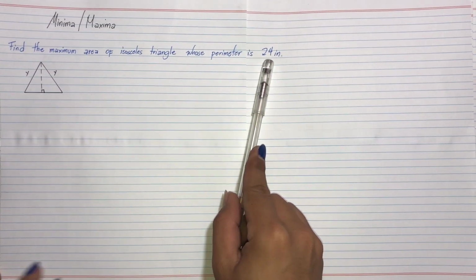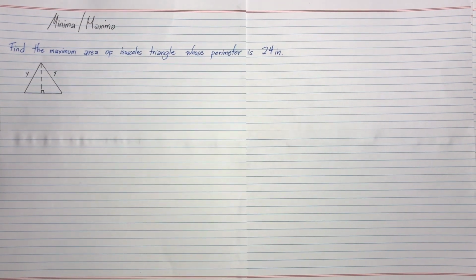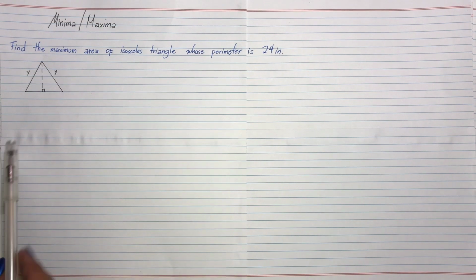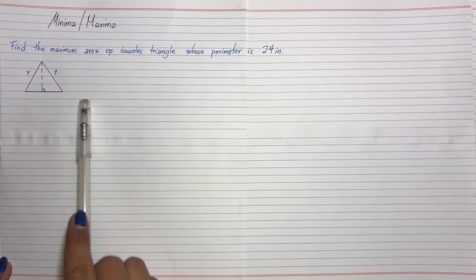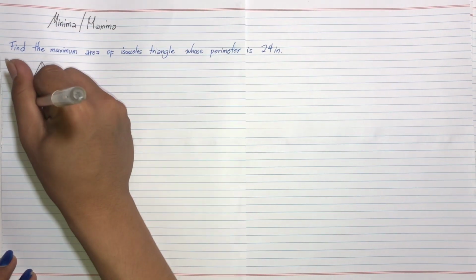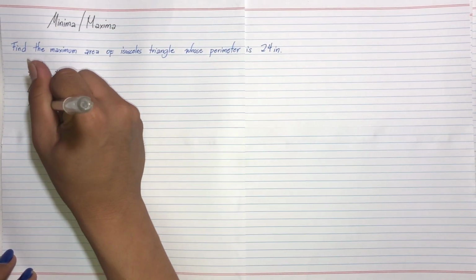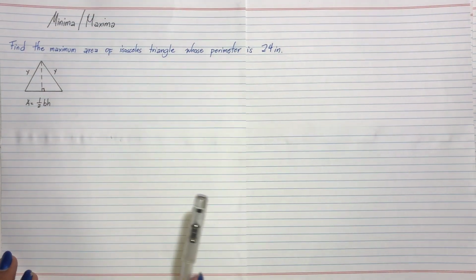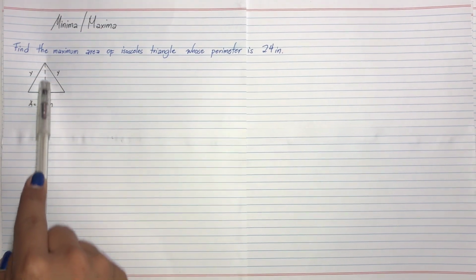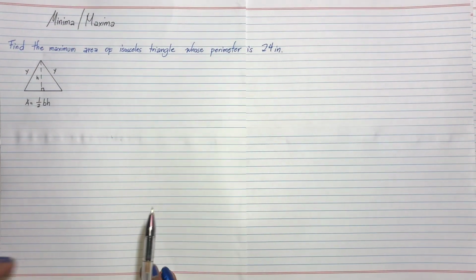Find the maximum area of an isosceles triangle whose perimeter is 24 inches. An isosceles triangle is a triangle that has two equal sides. As you recall, the area of a triangle is equal to 1/2 times base times height. This is the base and this is the height. We can represent height as h.